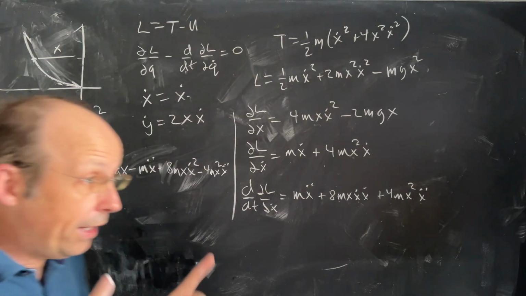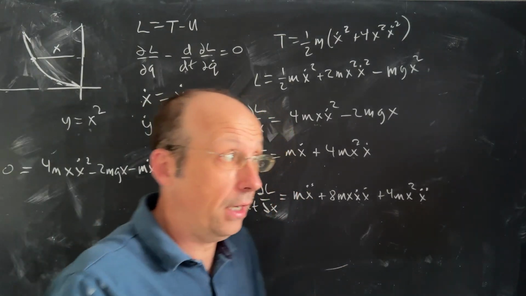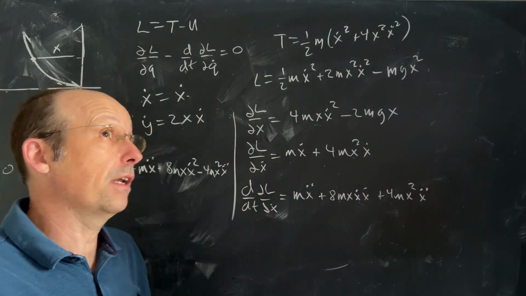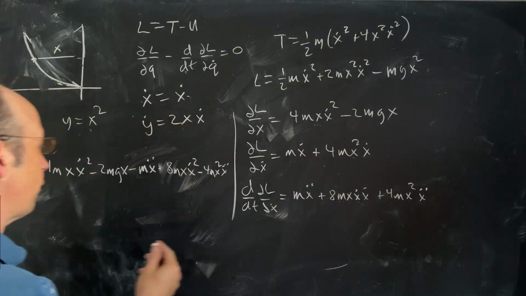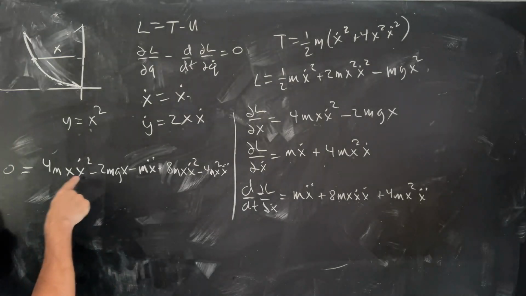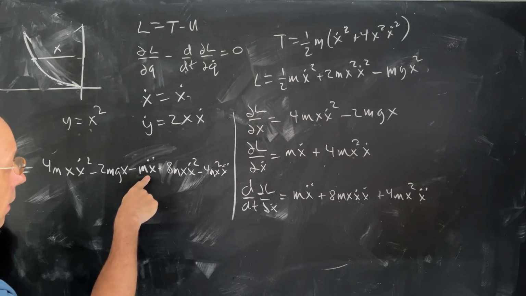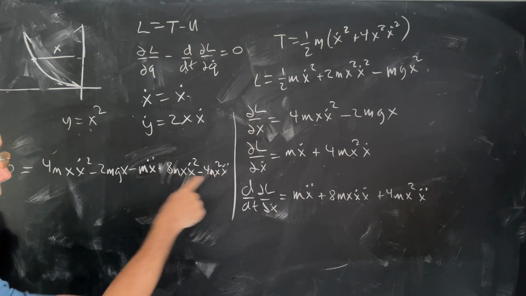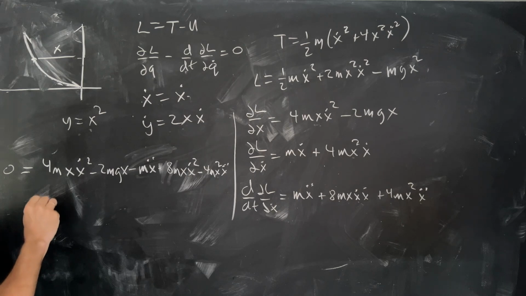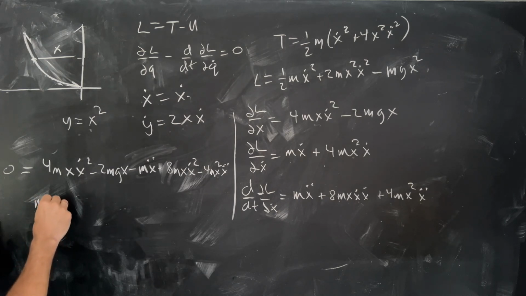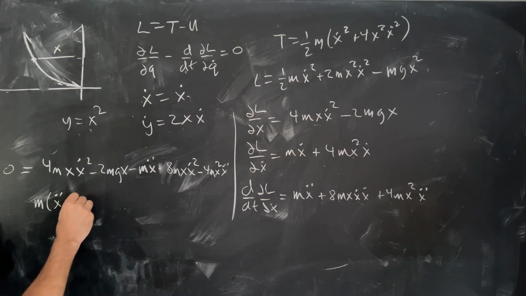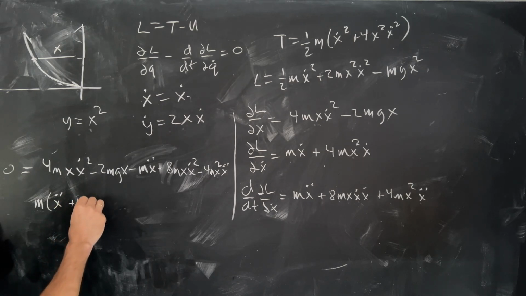Okay, I want x double dot, right? Because once I have x double dot, I can update x dot. So I don't have to solve the whole thing. That's x dot. I'm just looking for the x double dot. I have two of them right here, an x double dot and an x double dot. So let's move those to the other side, and I get m times x double dot plus 4 x squared.